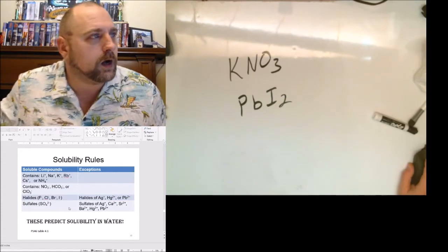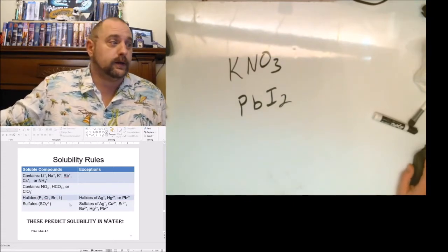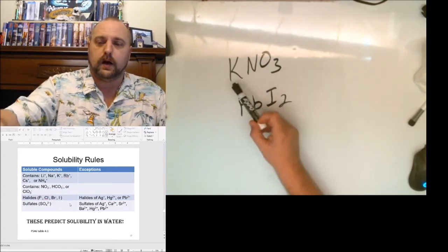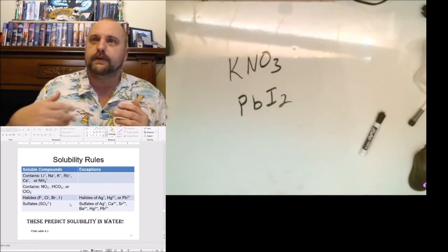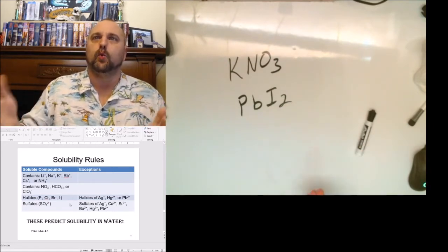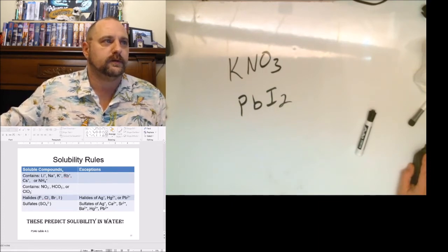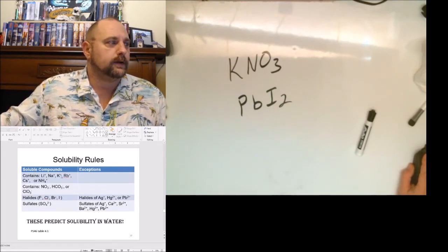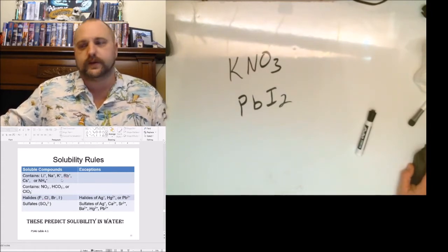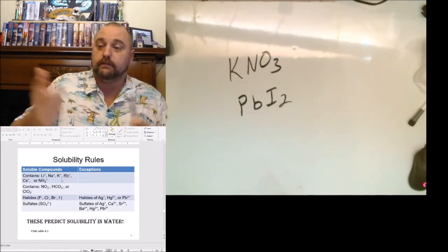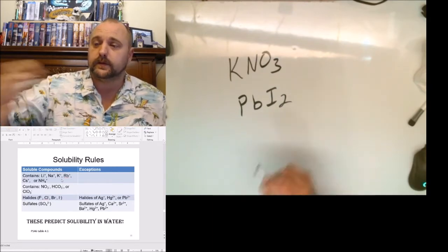So our first compound then, what I'm looking at here, potassium and nitrate, I need to find a rule that deals with one of those. And so as I go through, here's potassium, and so if I see my potassium, it will be soluble, no exceptions. So I can immediately decide that this is soluble.